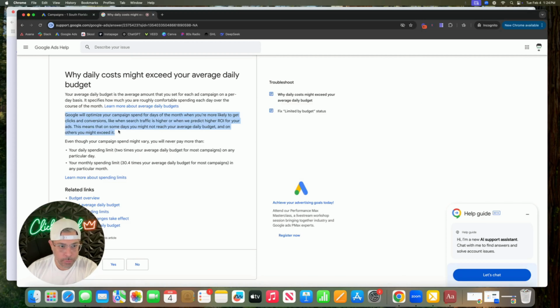Why they do it. Google will optimize your campaign spend for days of the month when you're more likely to get clicks and conversions. This is especially true, guys, when you're running some kind of TCPA or max conversions or smart bidding, anything like that. Like when search traffic is higher or when we predict higher ROI for your ads. This means that on some days you might not reach your average daily budget. So if I'm set at $100 a day, there will be days where if I'm running a TCPA, I might spend $60. And that's totally normal.